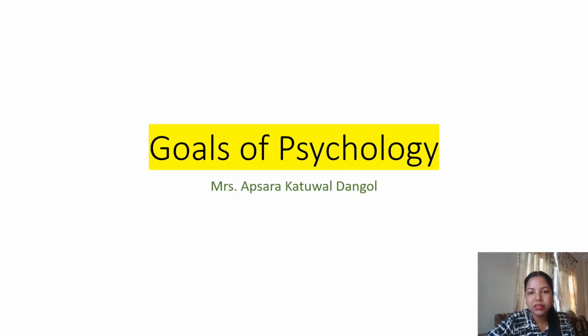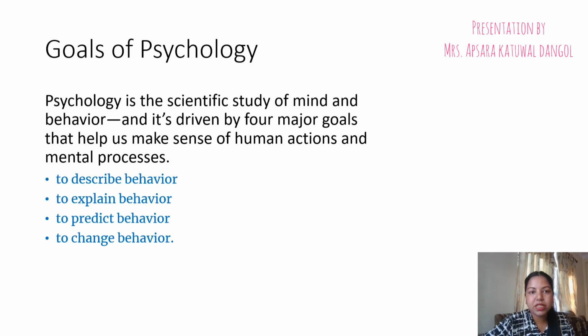Today we are going to learn about goals of psychology. So there are four major goals of psychology. Firstly, let us know what is psychology. Psychology is the scientific study of mind and behavior, and it's driven by four major goals that help us make sense of human actions and mental process.